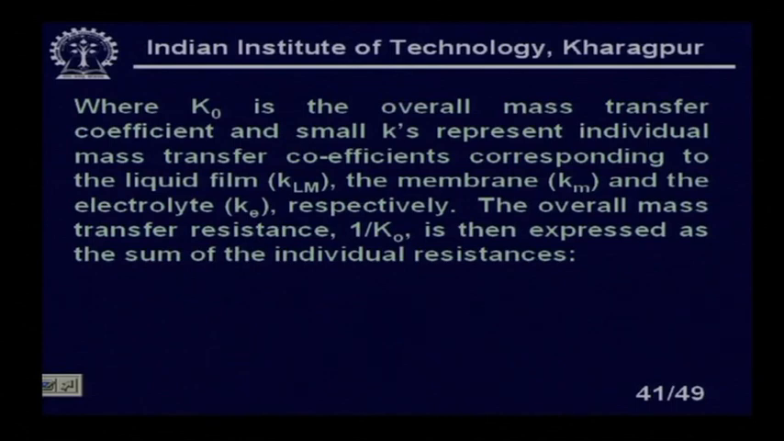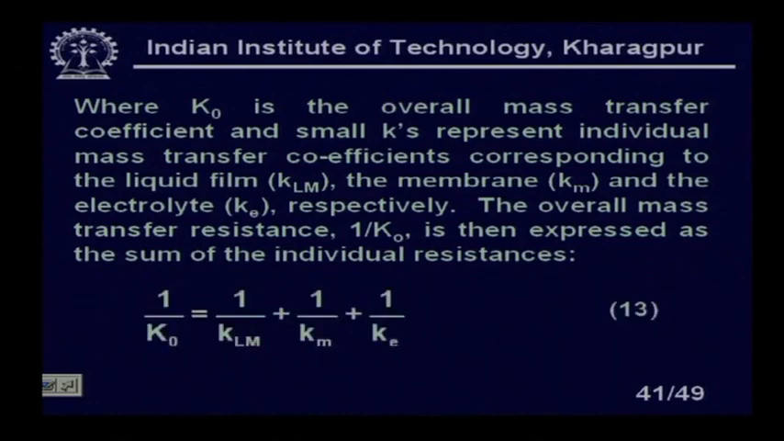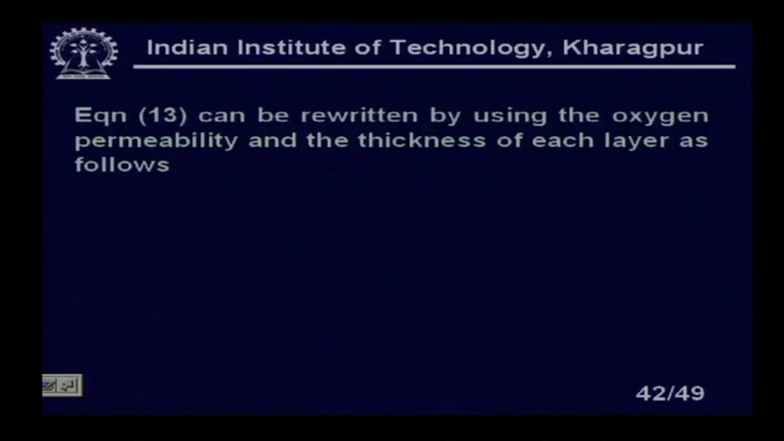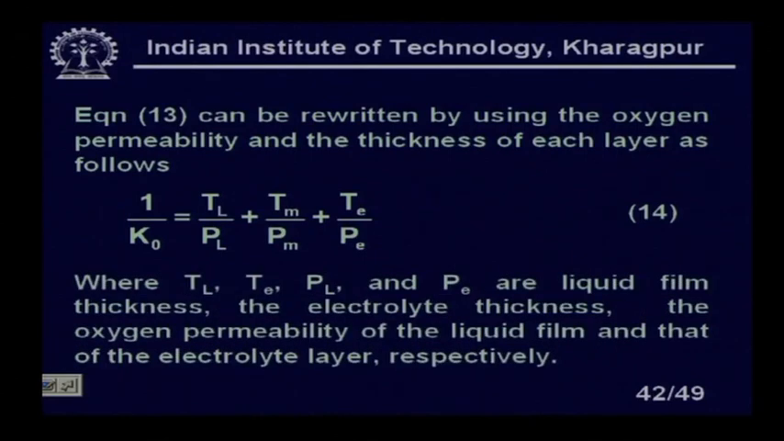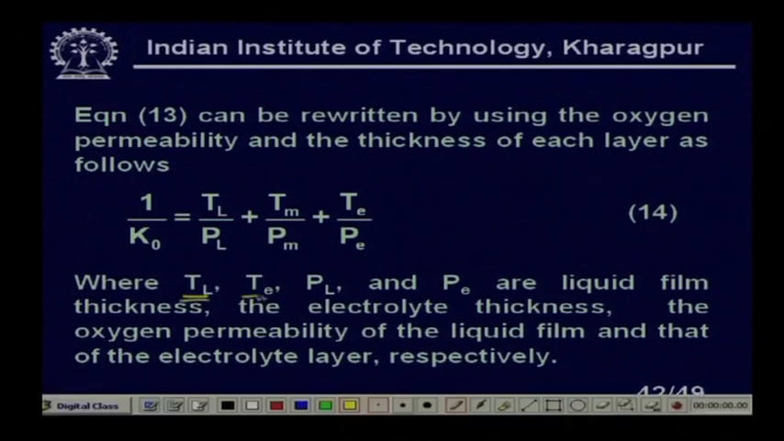The overall mass transfer resistance 1 by K0 is then expressed as the sum of the individual resistances: 1 by KLm is the liquid film mass transfer coefficient, 1 by Km the membrane mass transfer coefficient, and 1 by Ke the electrolyte. Equation 13 can be rewritten by using the oxygen permeability and the thickness of each layer as follows: 1 by K0 equals TL by PL plus Tm by Pm plus Te by Pe, where TL is the liquid film thickness, Tm is the membrane thickness, and Te is the electrolyte thickness.